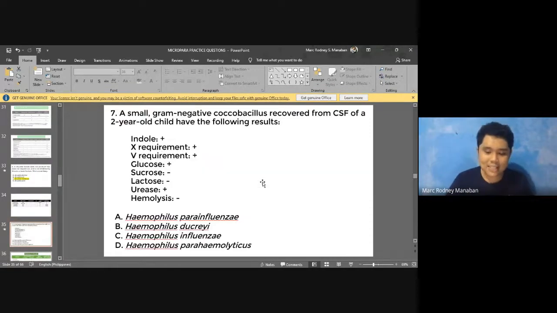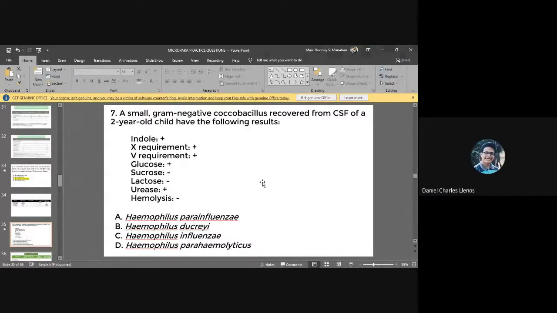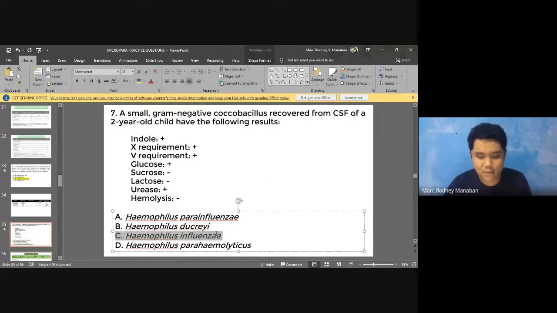Alright, okay. Next, Haemophilus species, Gram-negative coccobacillus, from the CSF of a 2-year-old patient. Take note. Of course, what stands out is the X and V factor requirement. For Haemophilus species, their distinct characteristic is the X and V factor requirement. The given is positive for both X and V. So which species need both X and V? Influenzae. Haemophilus influenzae. No other.